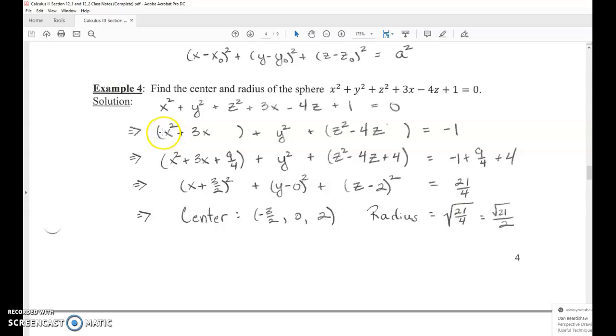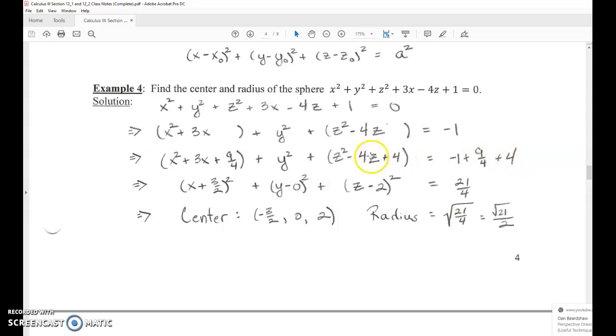Remember the coefficient of x squared here is 1, so to complete the square, we just take half of the coefficient of x, which is 3 halves, square that, and add it, so 3 halves squared is 9/4. Same thing with z squared: we take half of the coefficient of negative 4, which is negative 2, square that and get 4, so we add that. Now, we added 9/4 and 4 to this side of the equation, so on the other side of the equal sign, we also have to add 9/4 and 4 so we don't change the problem.